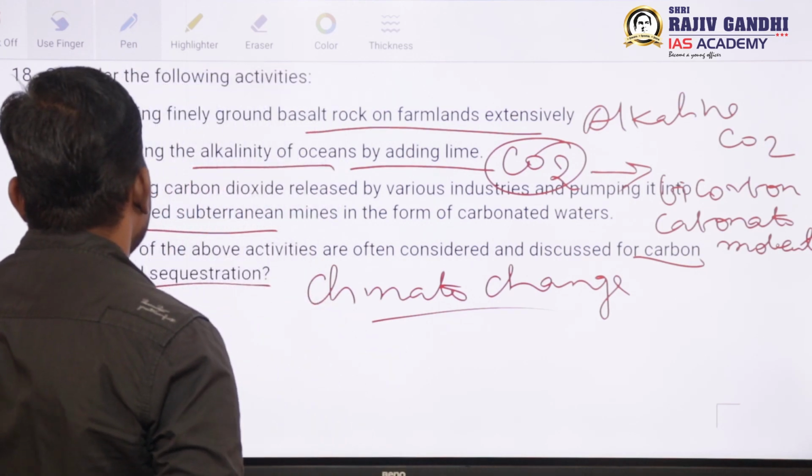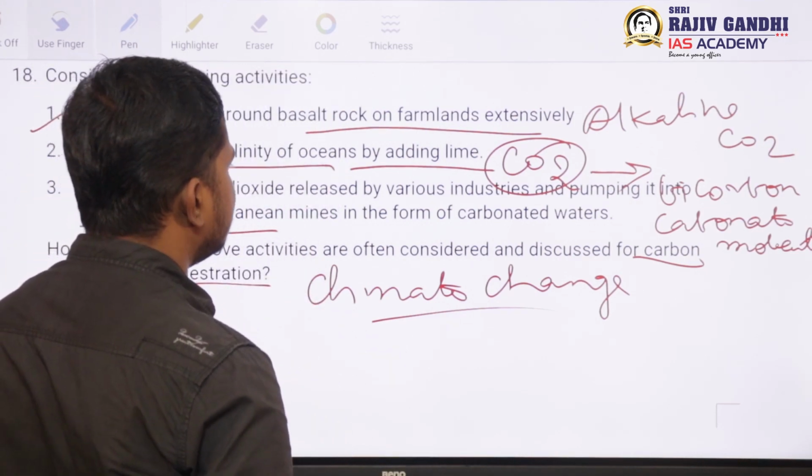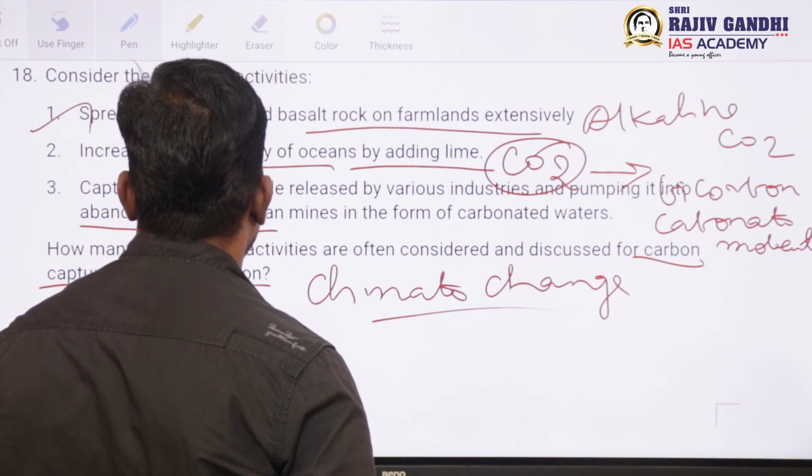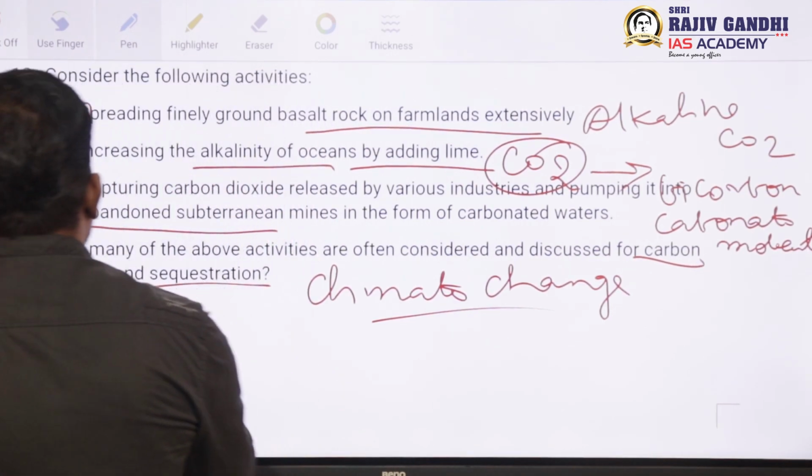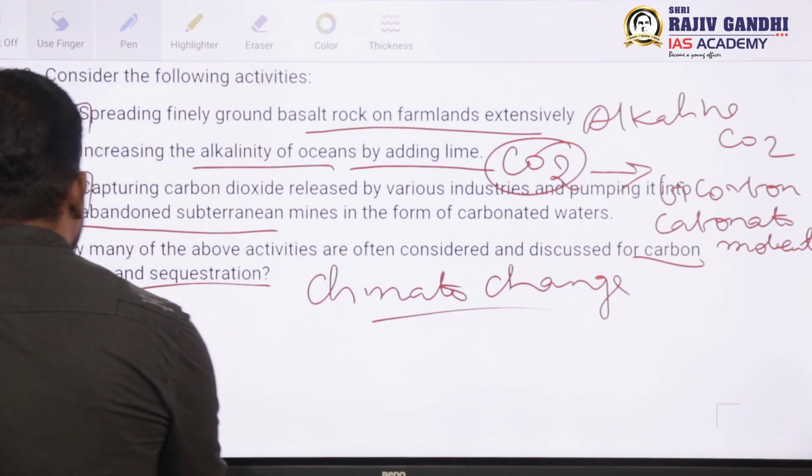The third one, capturing carbon dioxide released by various industries and pumping it into abandoned subterranean mines in the form of carbonated water. This is also correct, so the answer is option C, all three.